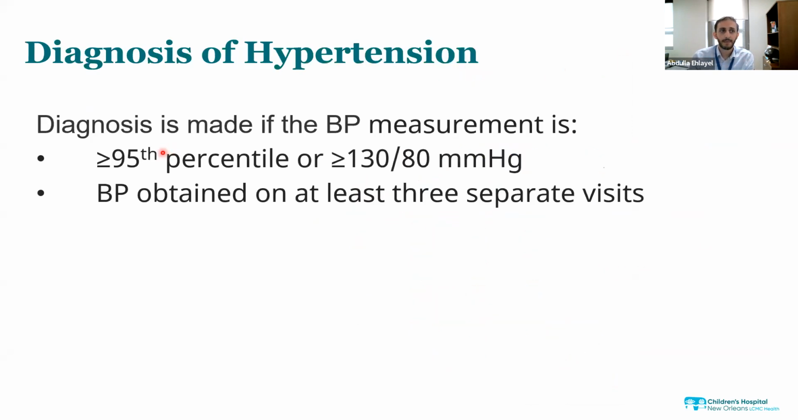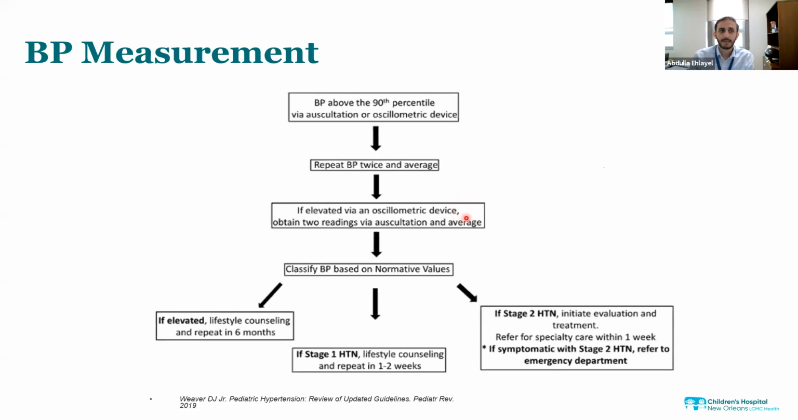So the diagnosis of hypertension, just to recap, is if the blood pressure is greater than the 95th percentile, or greater than or equal to 130/80, and it should be obtained on at least 3 separate visits. So this is the pathway of the best way to check the blood pressure.